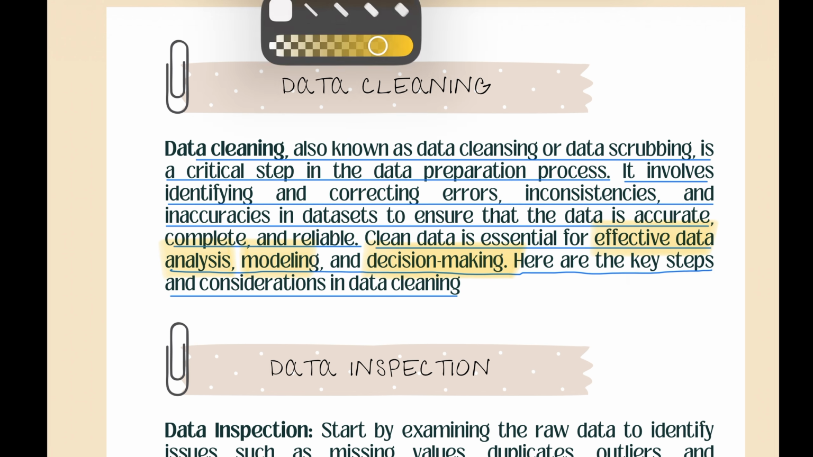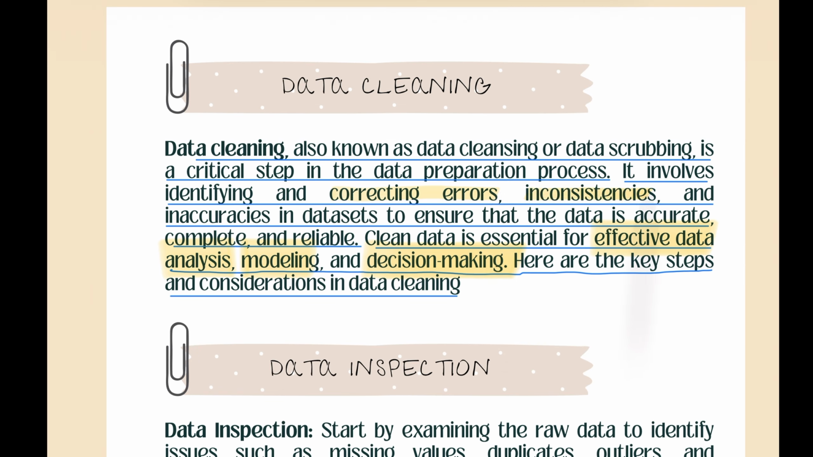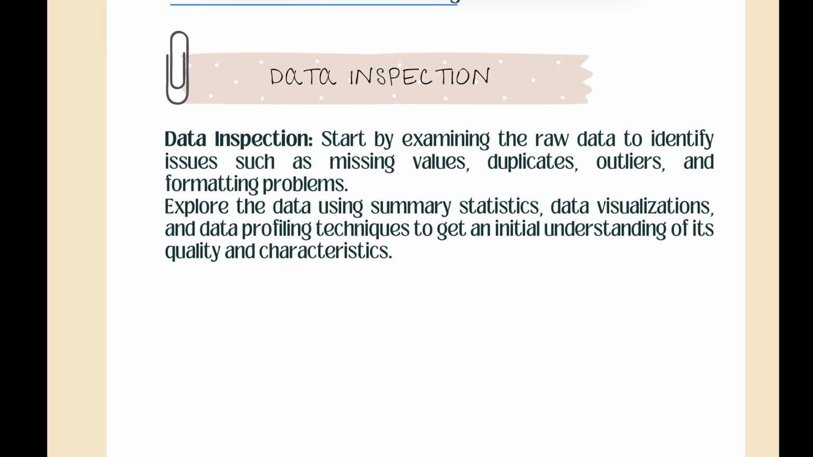It involves identifying and correcting errors, inconsistencies, and inaccuracies in the data. How will we do so? These are written now. Data inspection. Data inspection starts by examining the raw data to identify issues such as missing values, duplicates, outliers, and formatting problems. What are outliers? You will learn about it in this video itself. So stay calm.